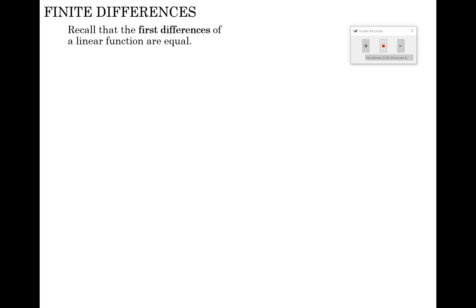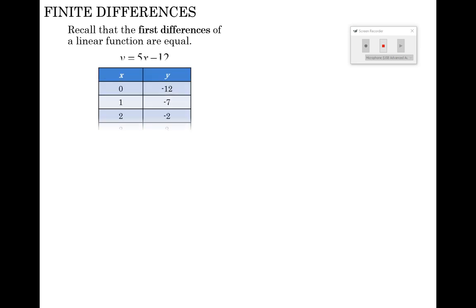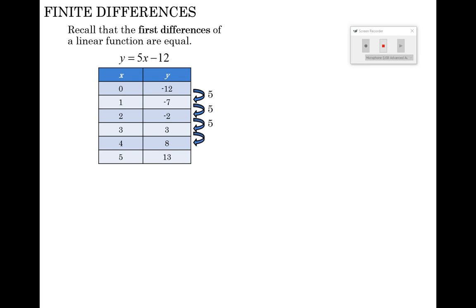Recall that the first differences of a linear function are equal. Here's the table of values for a linear function. And how you know it's linear from the table is that every time you go up an x value, the y value goes up by 5. That might be the definition of linear. If you want to go in a straight line, you've got to go up by the same amount every time.